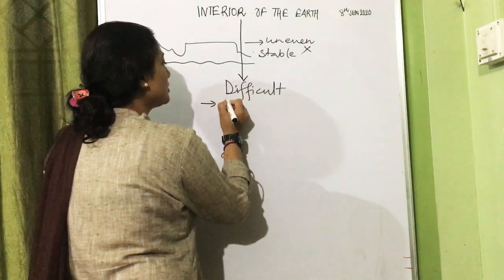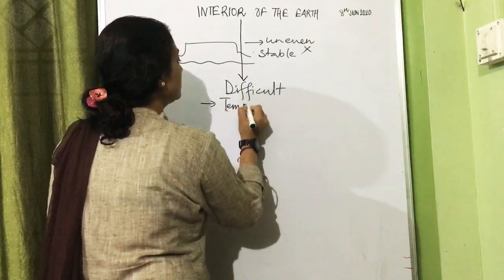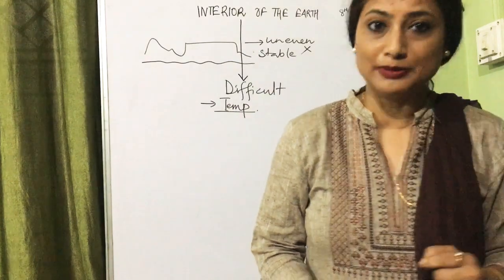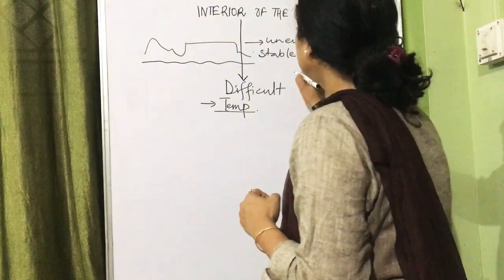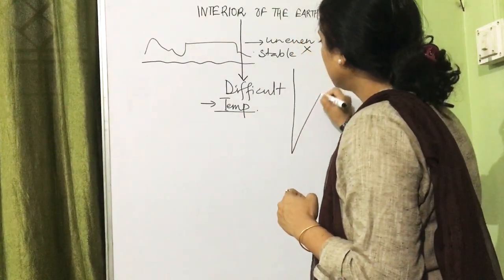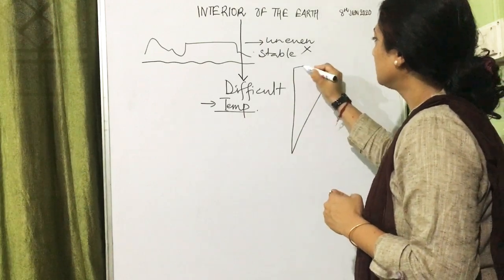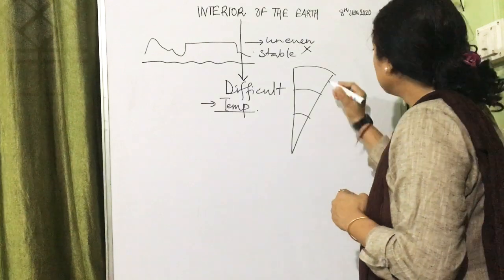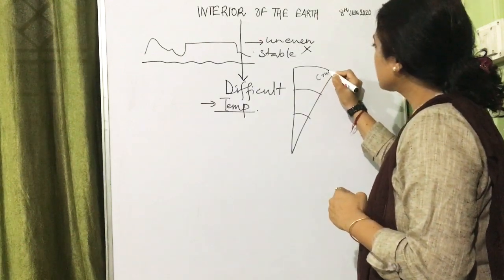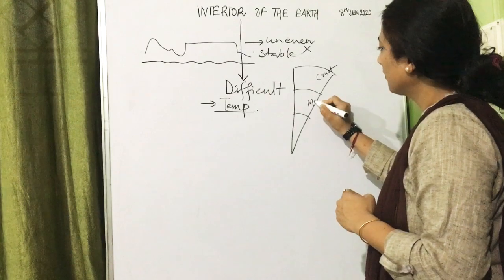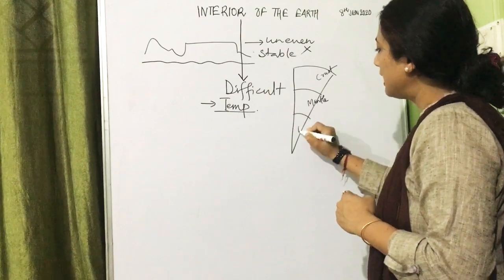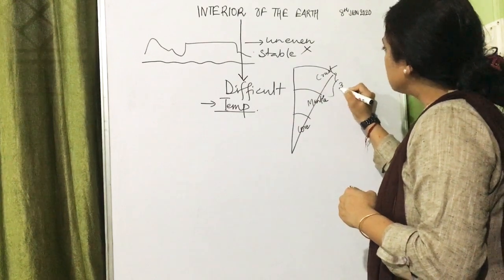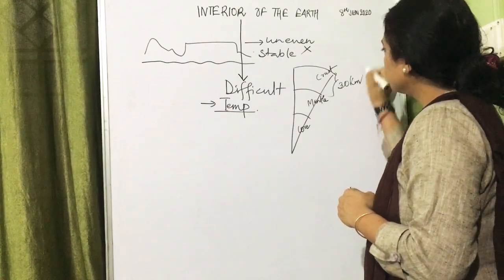The reason is the temperature condition as you go beyond a certain limit. And if you talk about the earth's interior, if I draw a cross section, which you must have seen in your previous classes, it consists of crust, mantle and core. Your crust is more or less 30 kilometers.